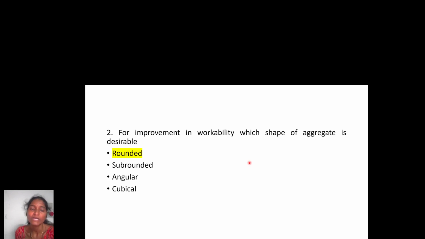For improvement in the workability, which shape of the aggregate is desirable? Workability means when I am mixing these aggregates with the bitumen, there should not be a lot of resistance. It should be more comfortable to coat the bitumen onto the surface of aggregates and also in handling. Out of rounded, sub-rounded, angular and cubical, as far as workability is concerned, rounded are better. But when it comes to load transfer efficiency, which is more efficient, you will see in the upcoming lectures when we study the shape characteristics of the aggregates.